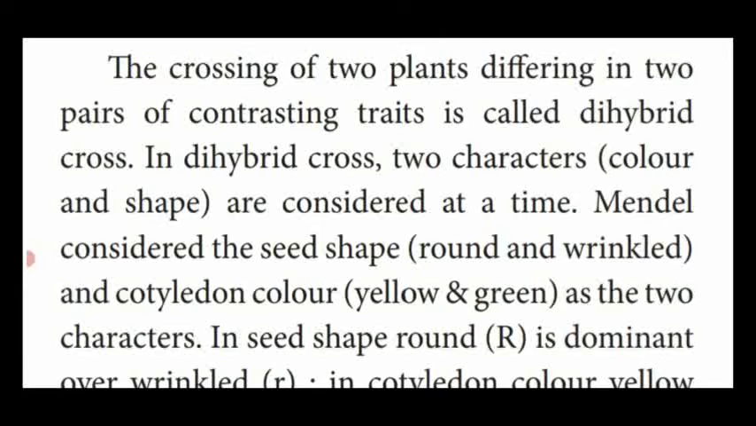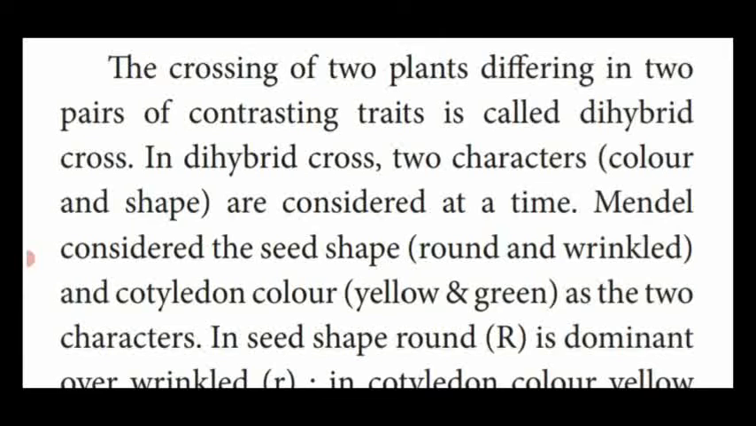In the monohybrid cross, he has taken only one character, that is the height of a plant. It is tall plant, dwarf plant. But in the dihybrid cross, he has taken two contrasting characters of two different parents, that is maternal and paternal, male and female. So what are the characters he has taken? Color of the seed, and another one, shape of the seed. So these are the two characters taken for his dihybrid cross.